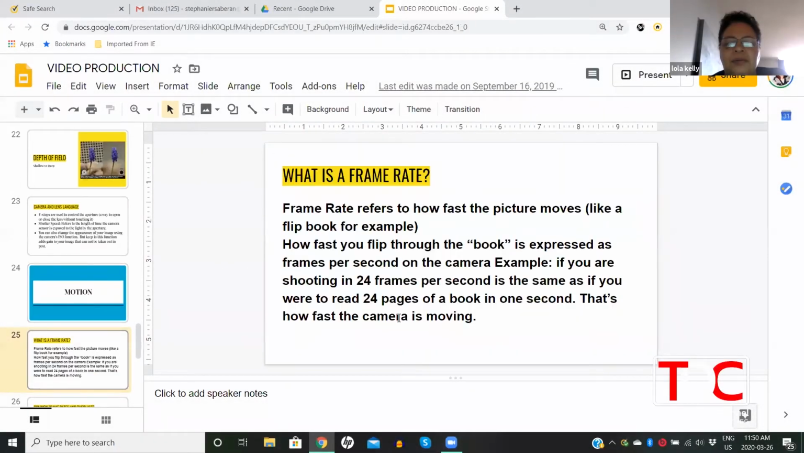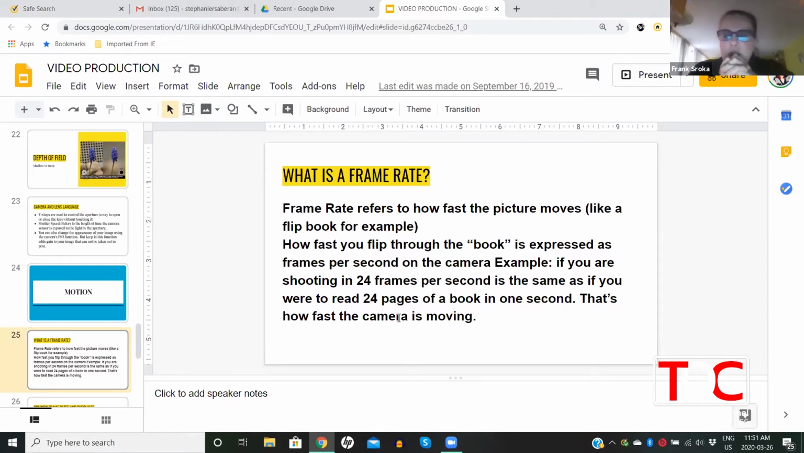Motion. So the frame rate refers to how fast the picture moves, like a flip book, for example. How fast you flip through the book is expressed as frames per second. Like the old flip books, somebody draws on each page, you flip it through, it makes the character move. Same idea.